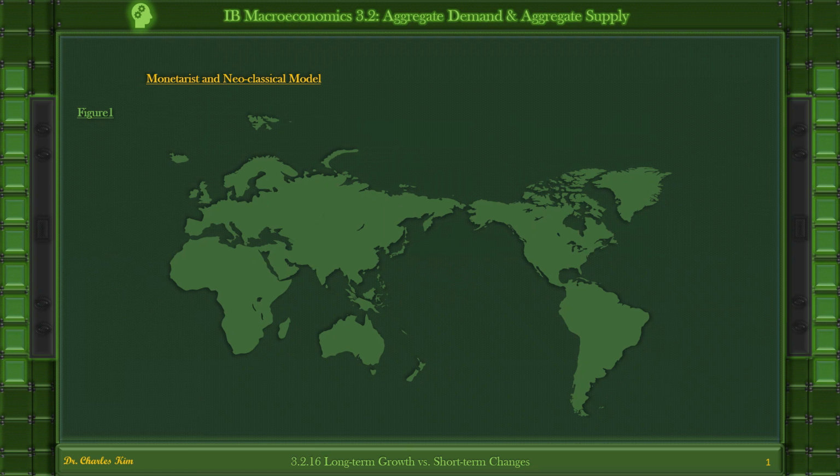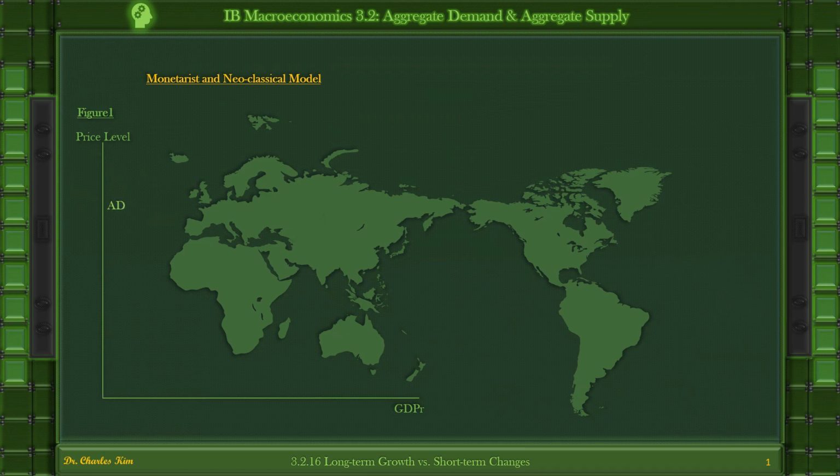Let's look at short-term and long-term economic growth under the monetarist and neoclassical theories. Figure 1 depicts short-term economic growth in the monetarist and neoclassical models. Let's use an illustration to demonstrate short-term economic growth. The horizontal line depicts real GDP, or GDPR, and the vertical line represents the general price level.